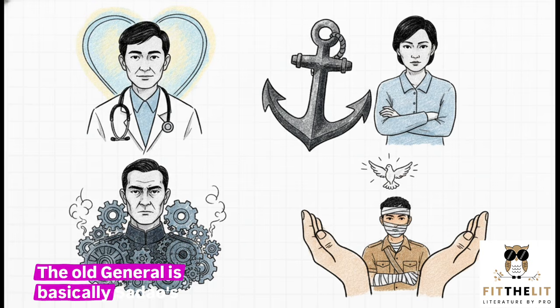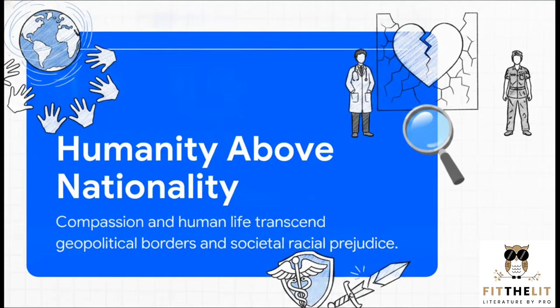The old general is basically Sadao's polar opposite. He represents the cold, emotionally detached, self-centered machinery of war. He only cares about Sadao because he needs him. And Tom, the American soldier, he isn't some monster. He just represents the vulnerable, trusting, common human victim caught in the crossfire of a war he had no part in starting. So, what's the big overarching takeaway here?